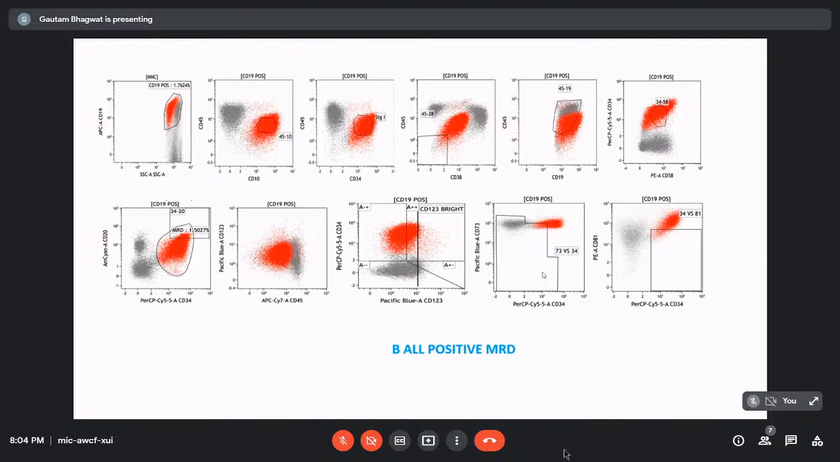Now why do I say it is measurable? Because I can quantify it and tell the clinician that 1.5% abnormal clonal B blasts are present in the bone marrow. So this is how we use MRD.